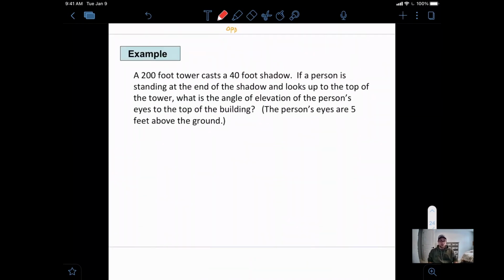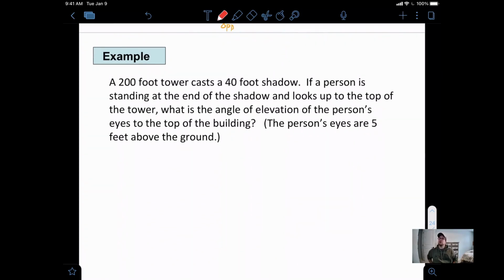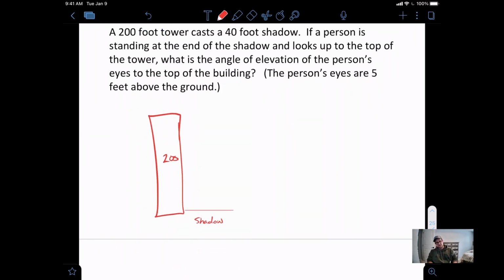Looks like we have one last problem, so here it is. It says a 200-foot tower casts a 40-foot shadow. So here is our tower. This is 200 feet tall. It is casting a shadow that is 40 feet. So here is the shadow. And that shadow is 40 feet.